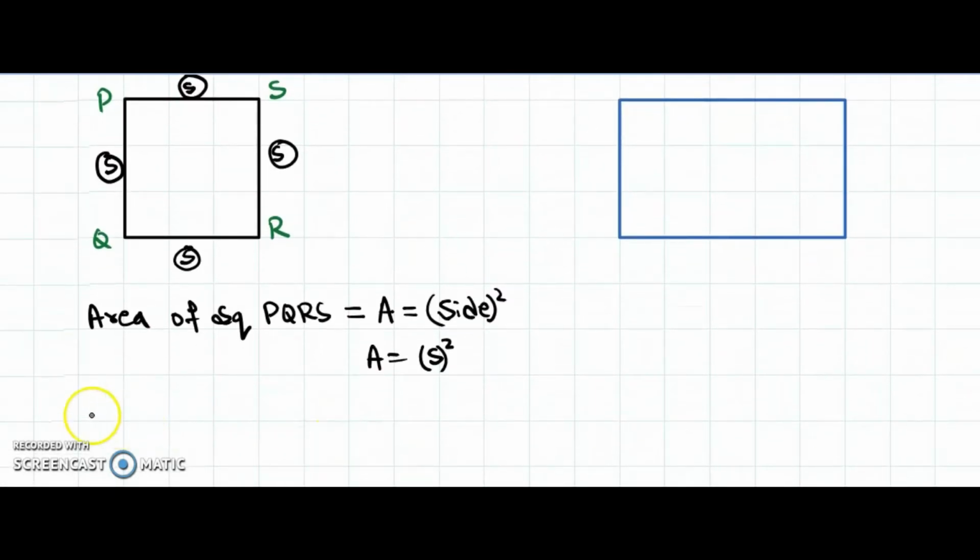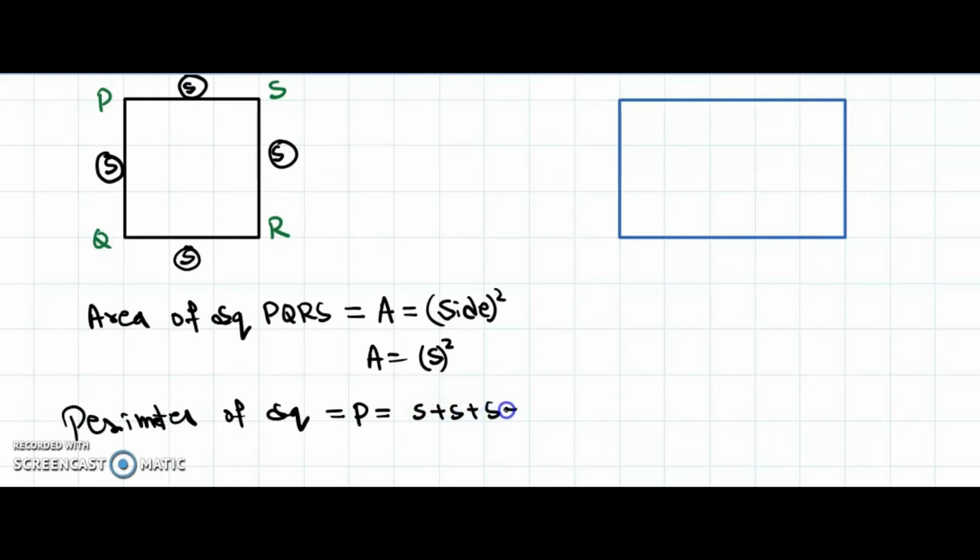And now let us talk about its perimeter also. Perimeter of the same square. So what will it be? The sum of the sides. As you can see, perimeter is denoted by capital P. Now we will add all the sides: small s plus small s plus small s plus small s. So how many times does it become? 4s. That's the formula for the perimeter of a square, and the one above is the formula for the area of square PQRS.